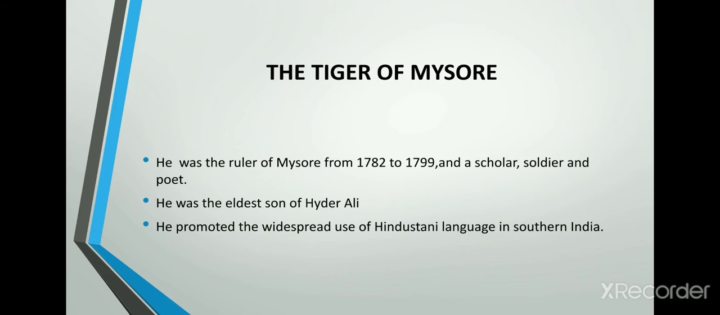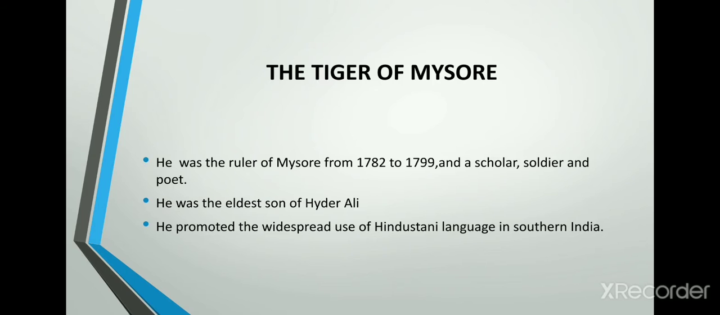To begin with, let me explain to you about the Tiger of Mysore. As discussed in part 1 of this video, you would have understood how the British rulers were able to acquire various Indian territories under their rule. Now let us see what happened on the other side of the provinces in India.